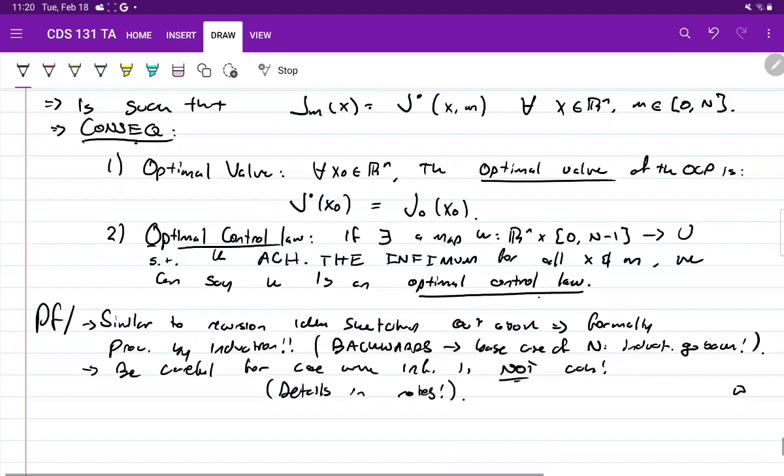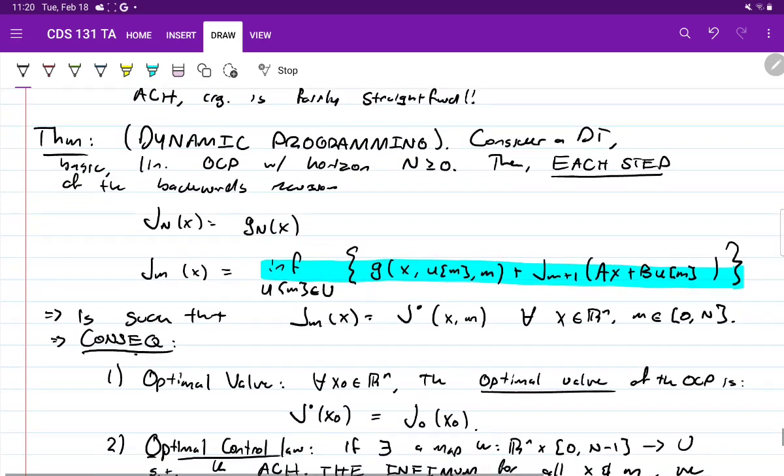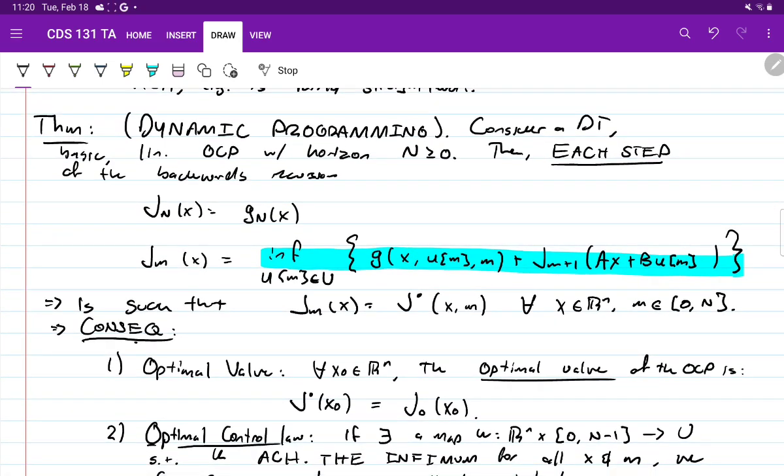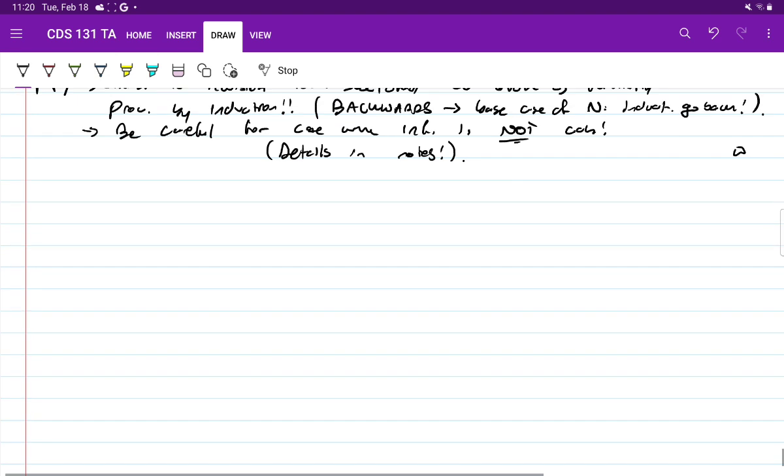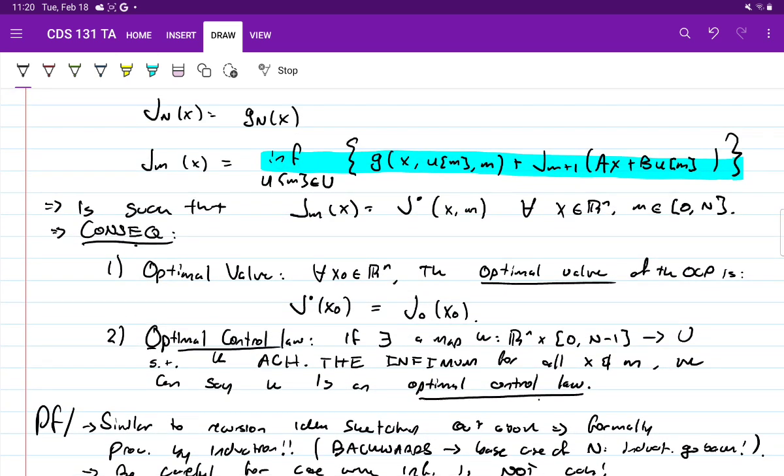So this is the basic principle of dynamic programming. By solving for each optimal cost to go function and identifying a closed loop optimal control law at each step, we can reconstruct the optimal value of our full problem, and we can also reconstruct an optimal control law for our full problem. So this is the basic idea of dynamic programming. This is a really nice strategy for solving these basic linear optimal control problems which we highlighted.